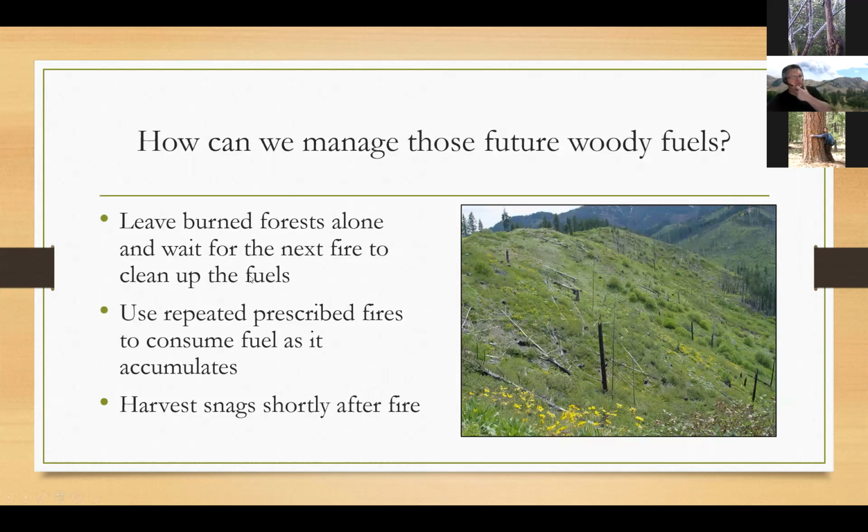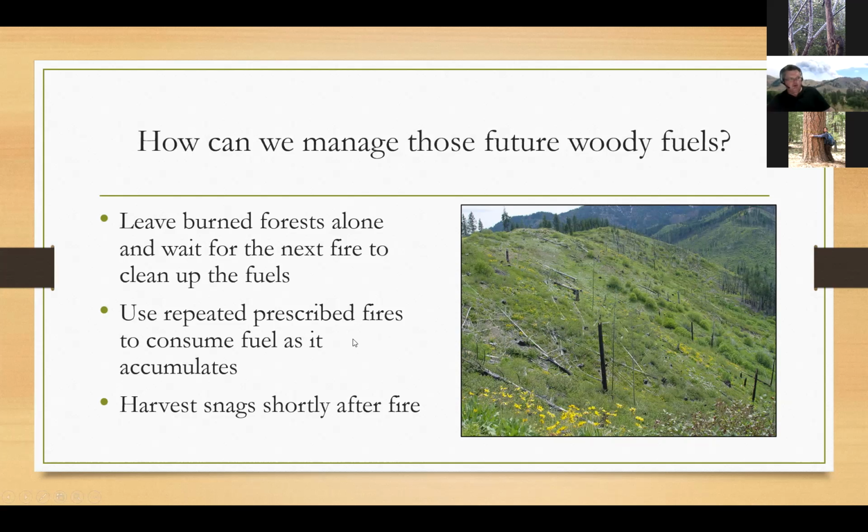So how can we manage those future woody fuels? Well, I've got three answers. One is basically leave them alone, the passive approach, and basically wait for the next fire to clean up the fuels. And we do this a lot. And sometimes it works, and sometimes we get results that we don't like so much.